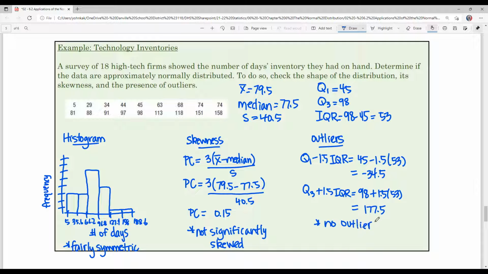So if we put together all this information, it's fairly symmetric from the histogram, it's not significantly skewed from the Pearson coefficient, and there do not appear to be any outliers, then we can say yes, normally approximated or normally distributed. You could say normally distributed. So that seems to be a lot of work, but everything matches up and supports the other ideas.